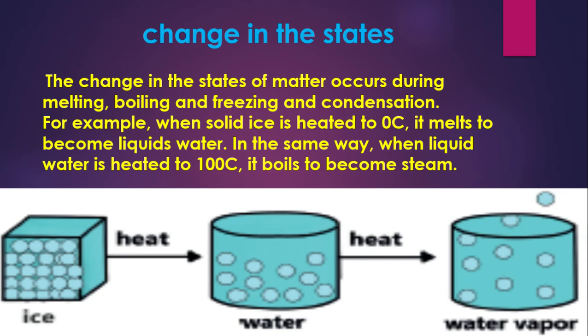Change in states. The change in the state of matter occurs during melting, boiling, freezing and condensation. For example, when solid ice is heated to 0 degrees centigrade, it melts to become liquid water. In the same way, when liquid water is heated to 100 degrees Celsius, it boils to become steam. Ice is converted into water. Water is converted into water vapor. Its states are changed.